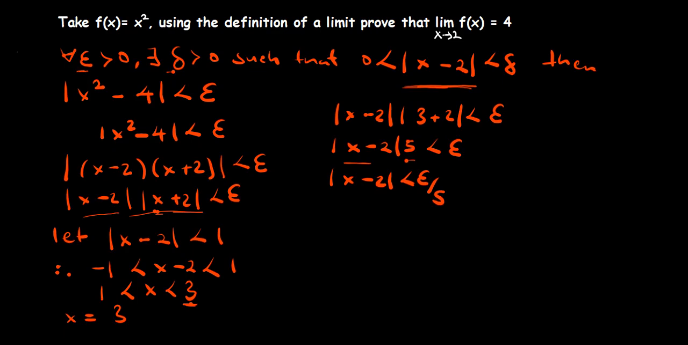So from here you choose your delta. Since we have this here less than delta, meaning this can also be in the same range, less than delta. So I can choose my delta to be epsilon over 5. That is my delta.